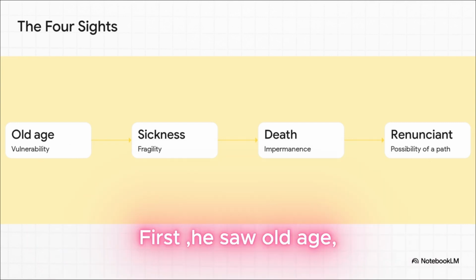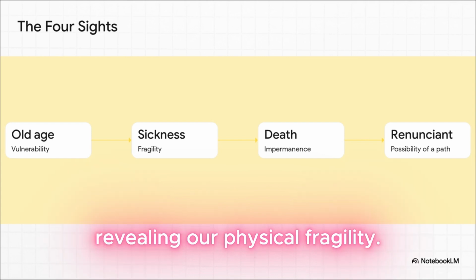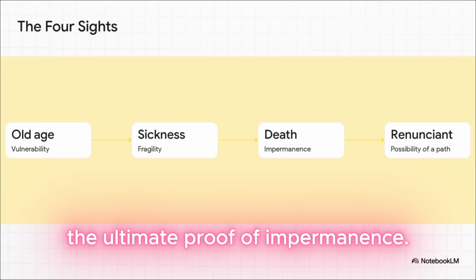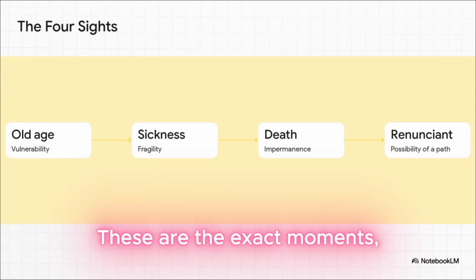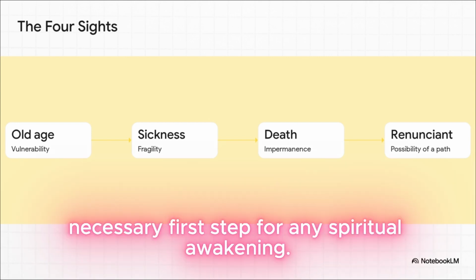First, he saw old age, exposing our basic human vulnerability. Second, sickness, revealing our physical fragility. Third, death, the ultimate proof of impermanence. But finally, he saw a renunciant, and that sparked the possibility of a path forward. These are the exact moments he stopped avoiding the truth of suffering, which, let's face it, is the absolutely necessary first step for any spiritual awakening.